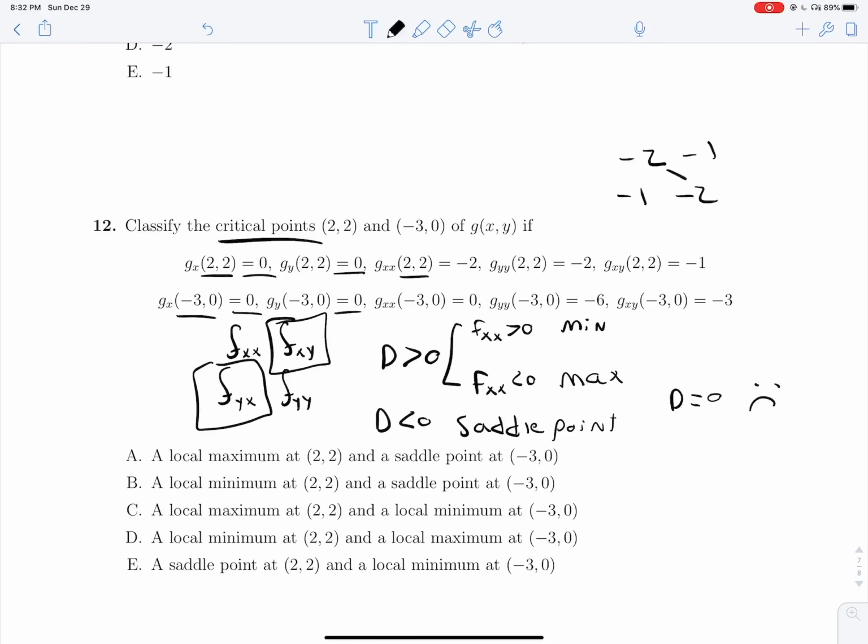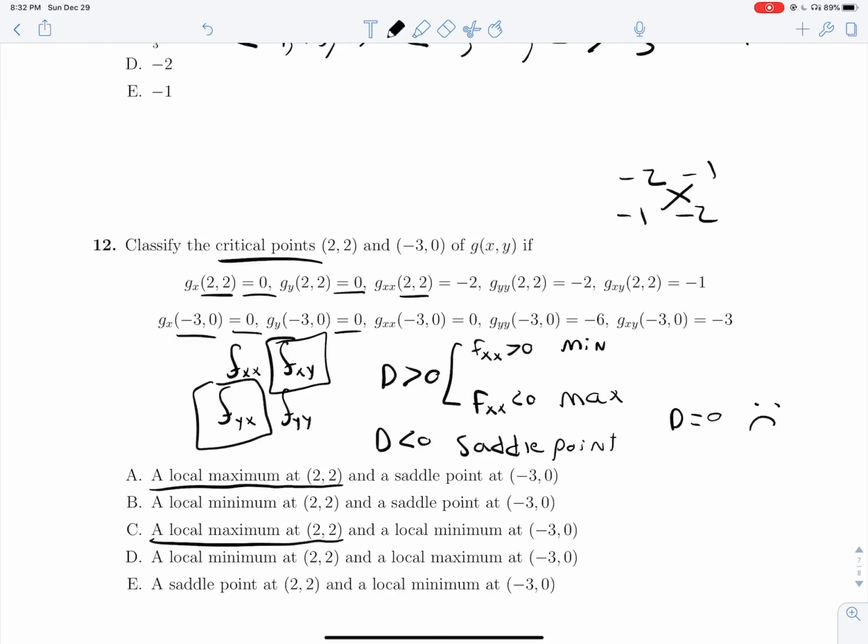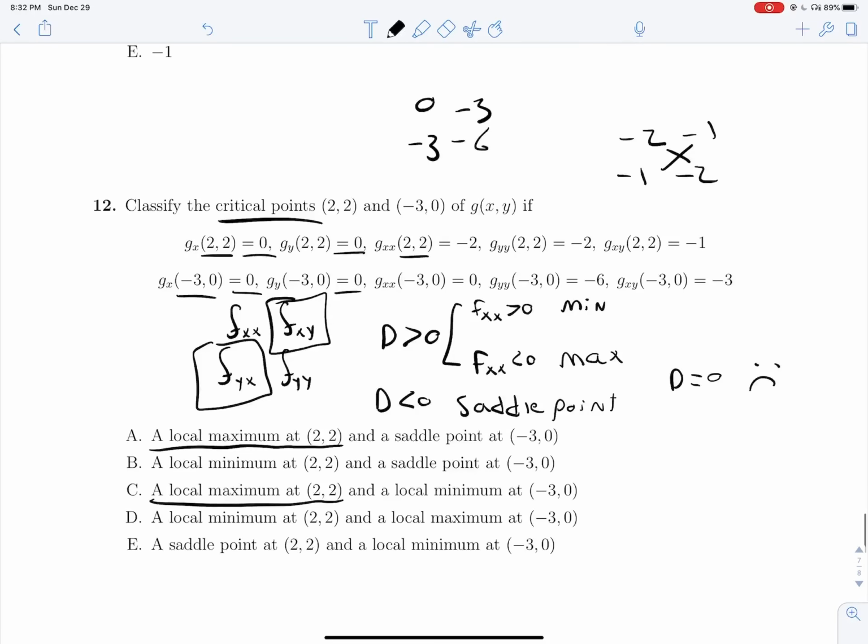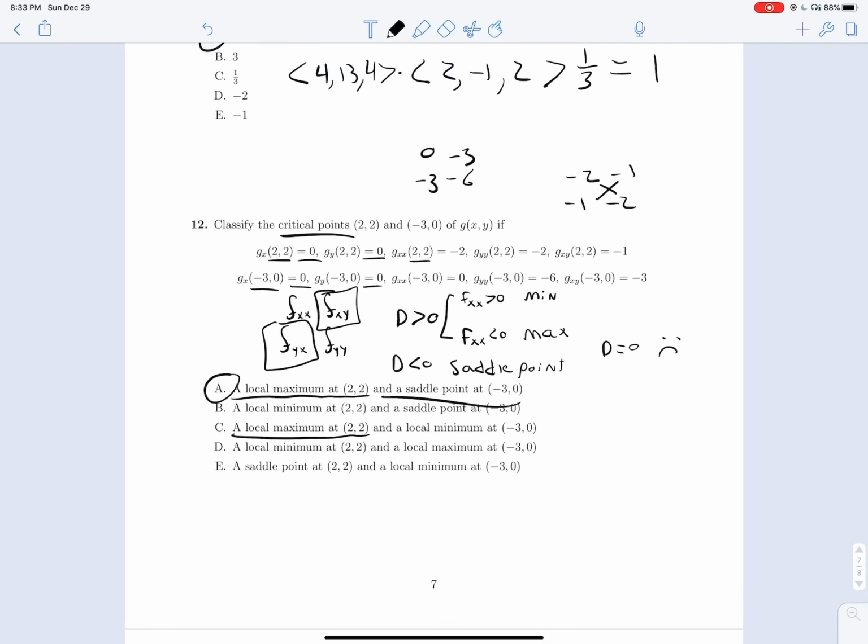So taking the discriminant of this, we're going to get 4 minus 1, which is 3. And since the discriminant is greater than 0 and fxx is less than 0, we are dealing with a local maximum at (2, 2). And finally, setting up the matrix that they give us at (-3, 0), we are going to get 0 for fxx, -6 for fxy, and -3 for these other positions, which is going to give us a negative discriminant, and so we are dealing with a saddle point, and A is our correct answer.